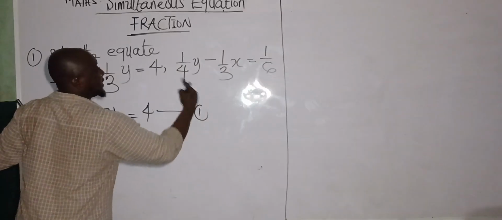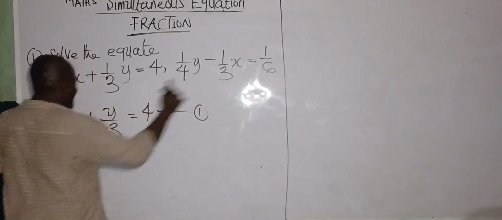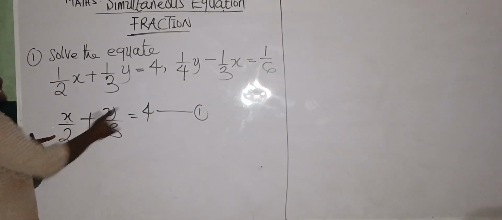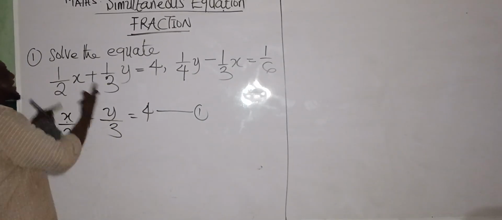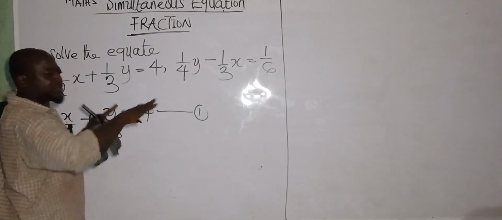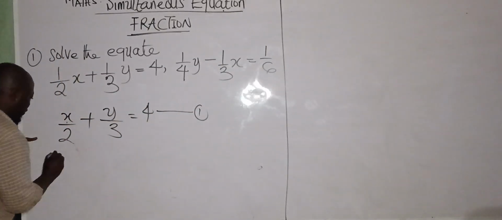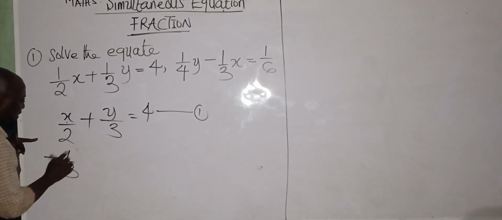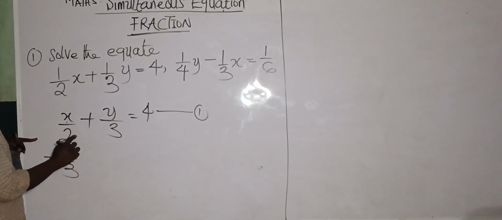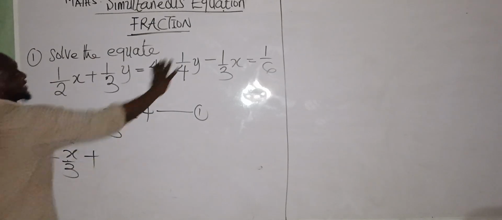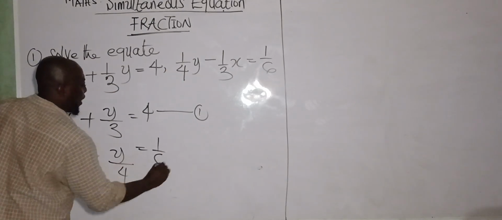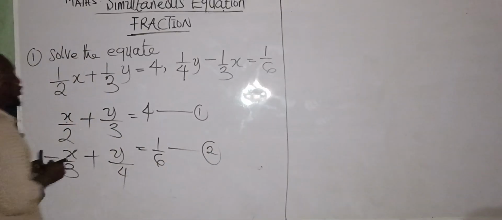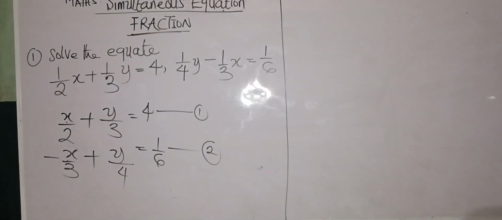This is my equation 1. Do this one, same thing. Now x is starting it. You can decide whichever one you like. You can start with y or you can start with x, up to you. So I'm starting with x. So x here is having minus, then plus y over 4. That will give me 1 over 6 as my equation 2. So this is how you get this done.